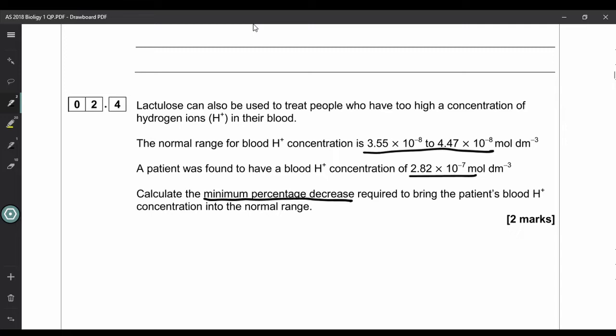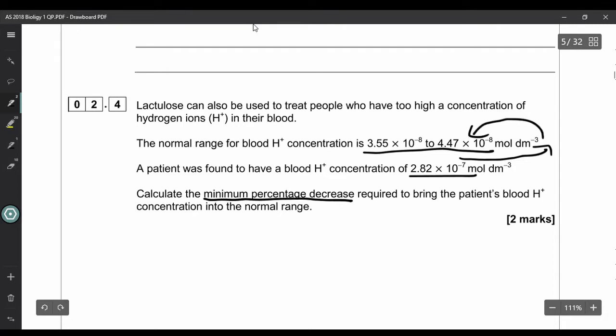Now, note that this is the lower end concentration and this is the higher end. So what you need to do, because this concentration is higher still, we've got to bring it to this concentration at least. Now, where some students went wrong is they tried to reduce this concentration to the lower end, but what we need to do is just get it into this range.